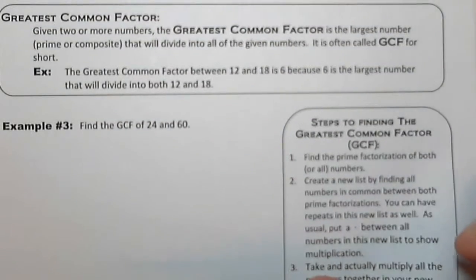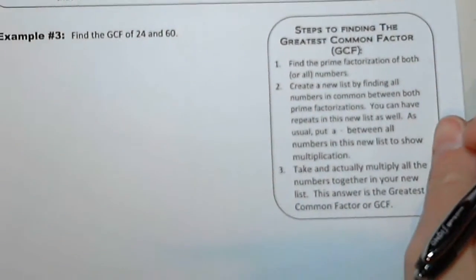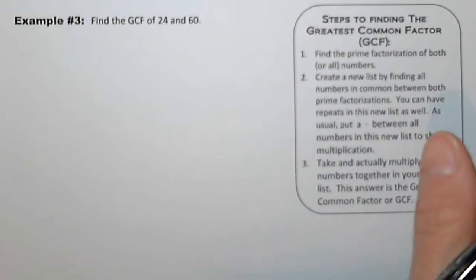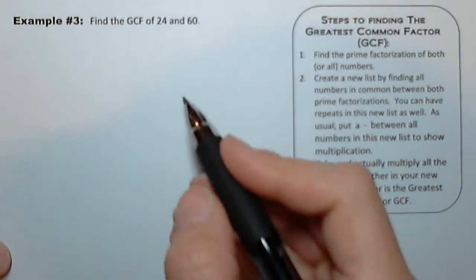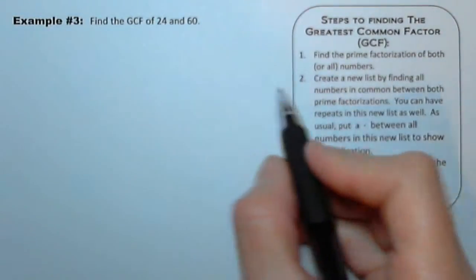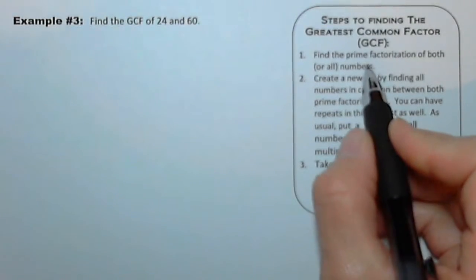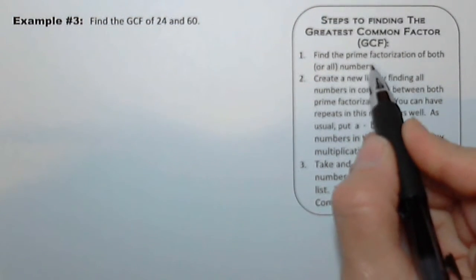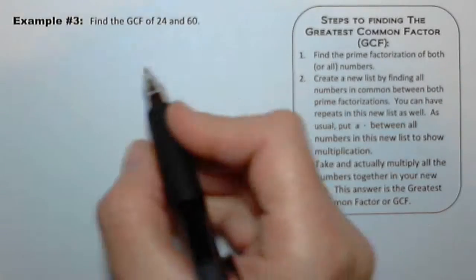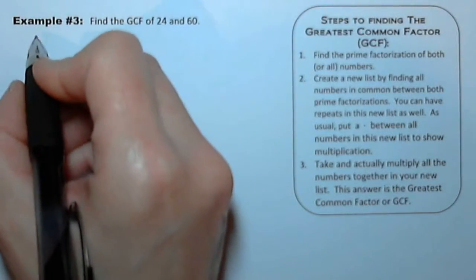So again, I have some steps here that will help you find the GCF. And like most things today, it involves using the factor tree for these numbers here. So the first step is to find the prime factorization for both. Now to find the prime factorization, you go back to your previous step and you realize that that means you have to do a factor tree first.